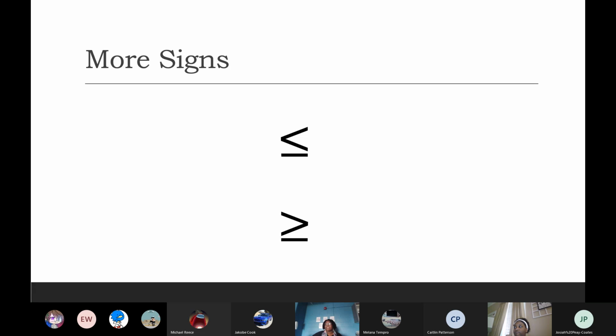So in our notes, let's write down more signs. And this doesn't need to be huge in your notes. I just made it big so you could see it. We see this sign. Does anyone know what this sign is called? We see the less than.